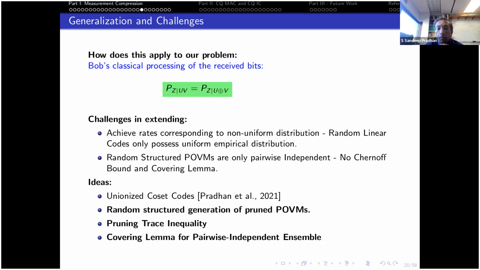The second idea is something called pruning, because we cannot use the Chernoff bound. Here I am talking about the operator Chernoff bound. It's a very important tool, and it ensures that whatever you're constructing is a valid POVM. So we need to come up with some new strategies here, and that's what I'm going to talk about.